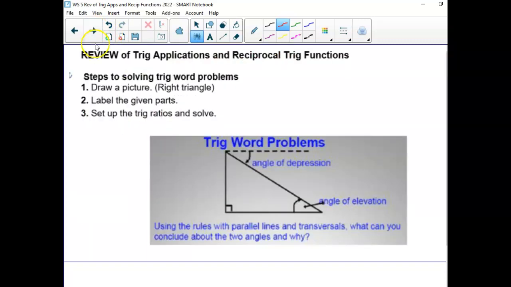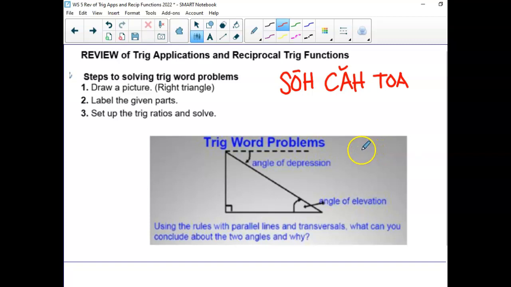All right. So before we get too far, the steps to solving application problems are to draw the picture. It should have a right triangle for all of these. Label the parts that they tell us, including your right angle, and then decide, is it sine, because we have an opposite and a hypotenuse, cosine, because we have an adjacent and hypotenuse. Remember, this is long A, short A to help us remember those.